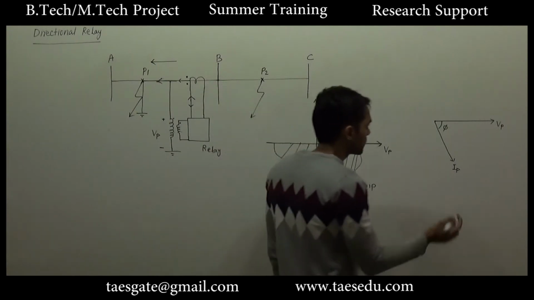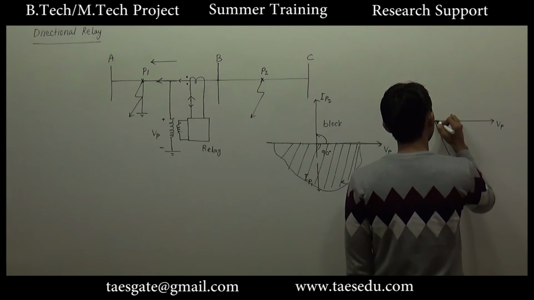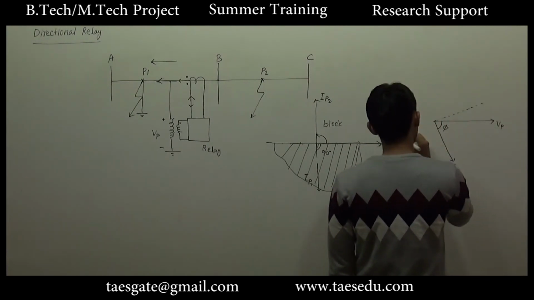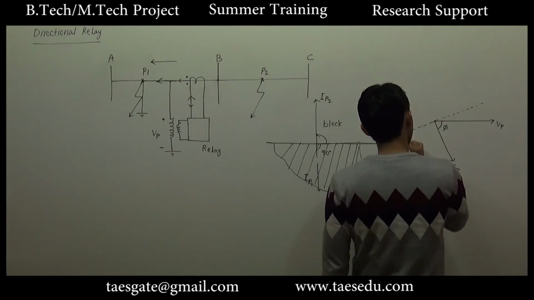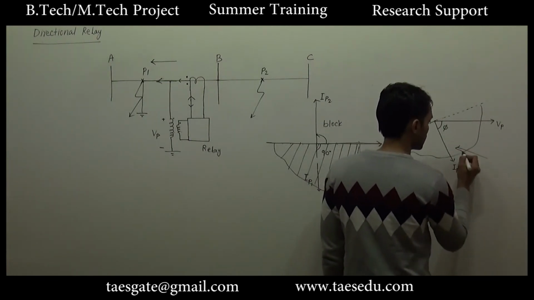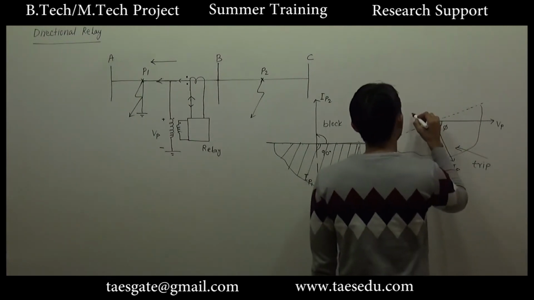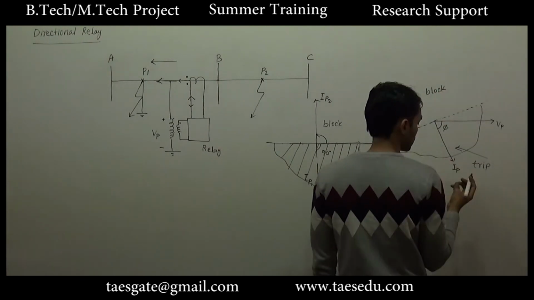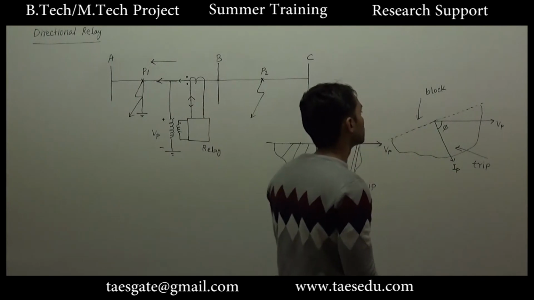If we consider a lagging angle other than 90 degrees, we will draw approximately a perpendicular here. This will give you a region of lagging current. So in this region, the trip decision will be issued, and in this region, the relay operation will be blocked.